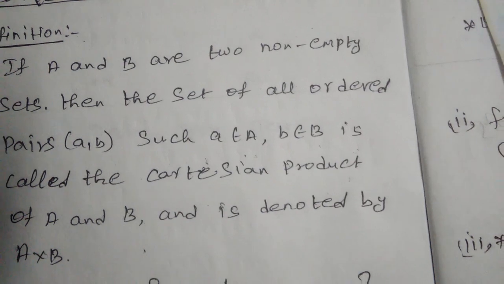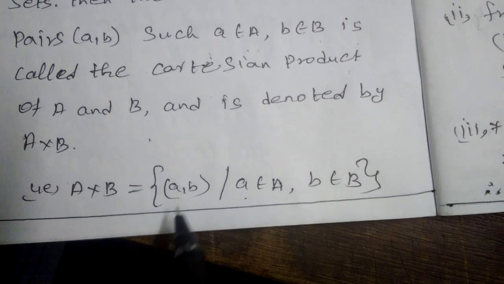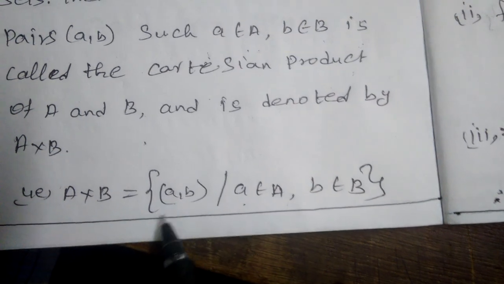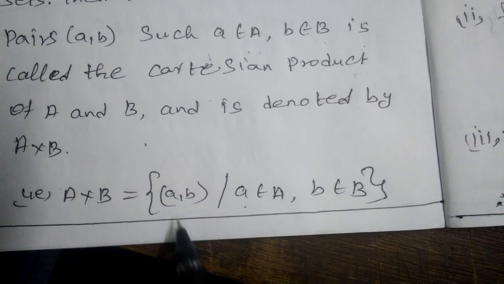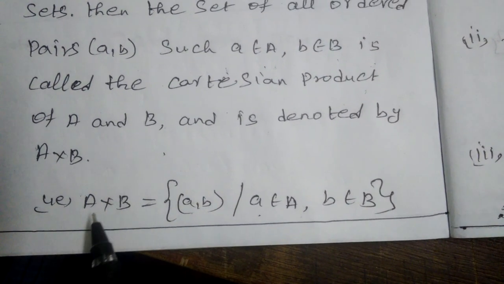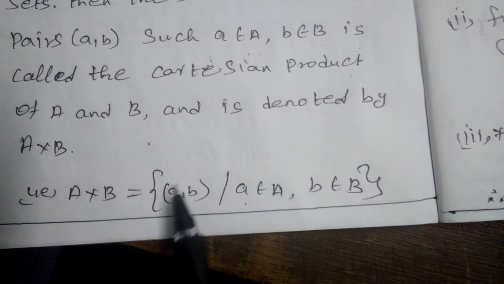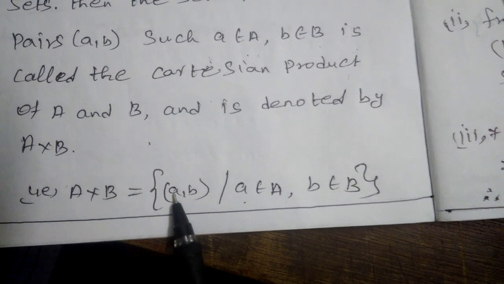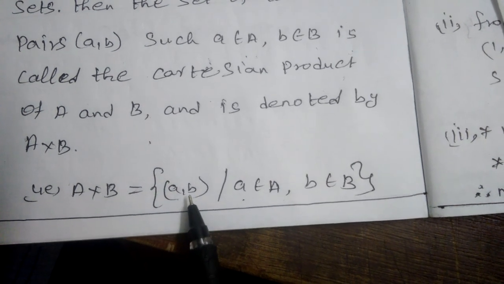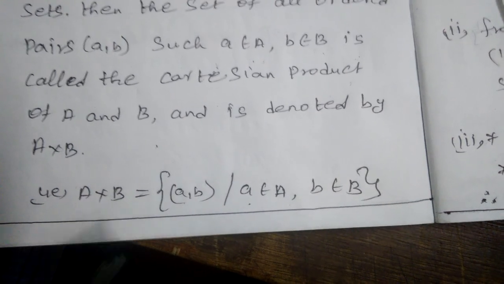It is A cross B equal to the set of (a, b), a belongs to A, b belongs to B. (a, b) is the ordered pair. So the Cartesian product A cross B is not a multiplication. It makes an ordered pair, where the first element lies in set A and the second element lies in set B.